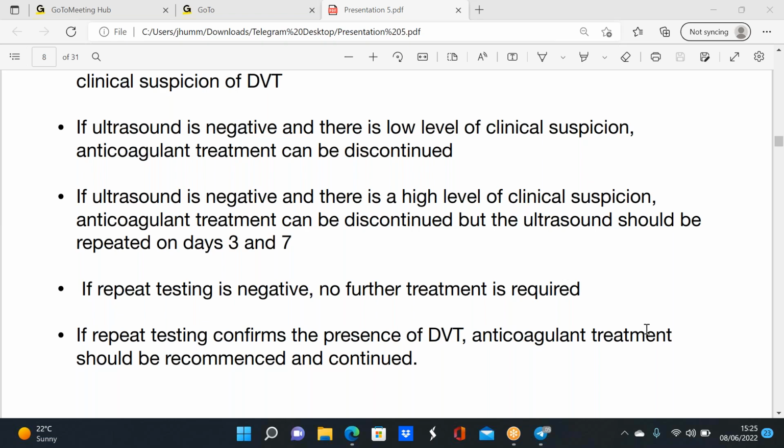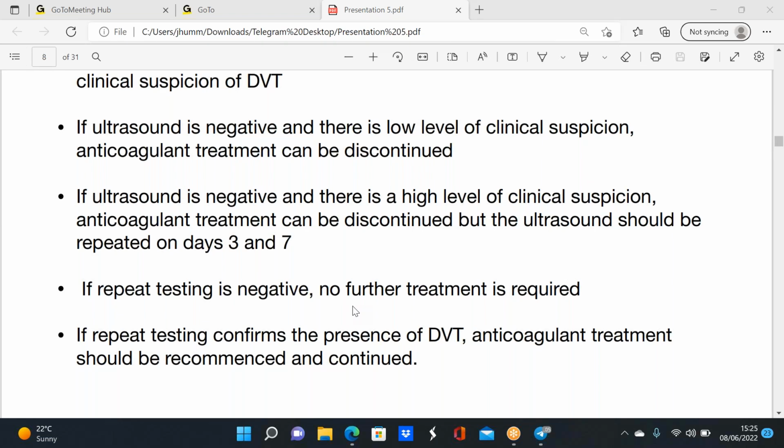Do the compression ultrasound, but if the ultrasound is negative and there is a low clinical suspicion, anticoagulant treatment can be discontinued. But if the ultrasound is negative and there is a high level of clinical suspicion, anticoagulant can be discontinued, but you need to repeat the ultrasound on day 3 and 7. Okay, so this is an important point which you should remember.